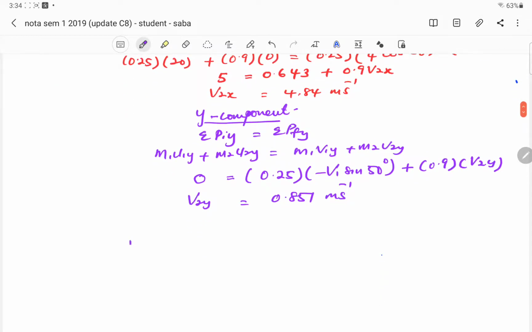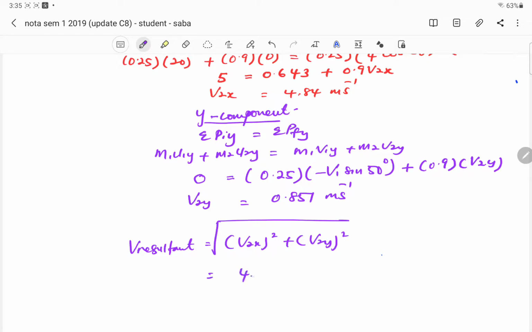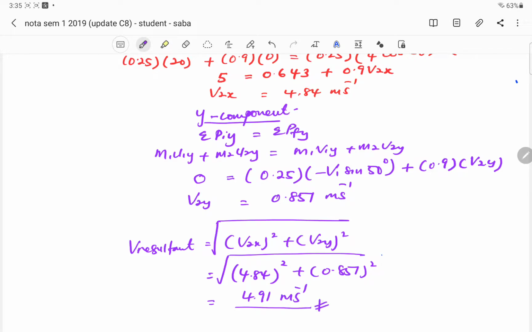So to find V resultant, we have square root of V2x square plus V2y square. V2x 4.84 square plus 0.851 square. So we have 4.91 meter per second for the V2, the resultant for V2.